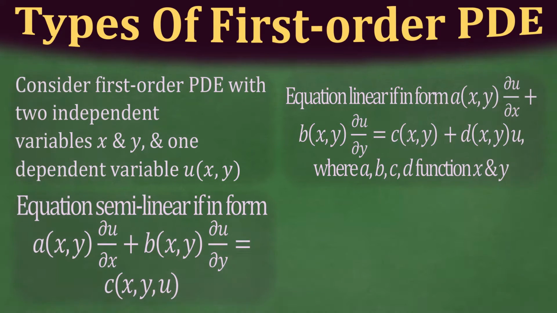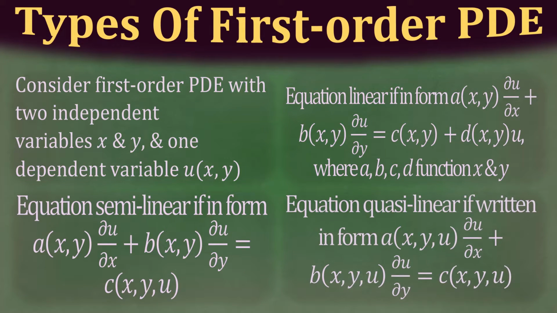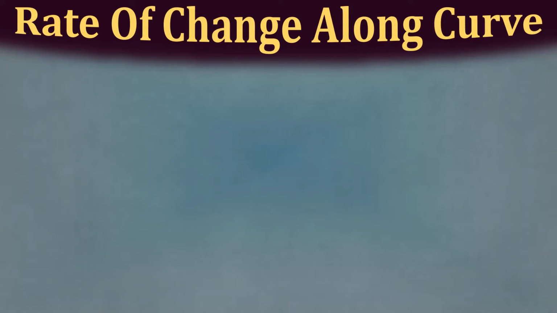The equation is said to be semi-linear if it can be written in the form a(x,y) times the partial derivative of u with respect to x plus b(x,y) times the partial derivative of u with respect to y is equal to c(x,y,u). Finally, the equation is said to be quasi-linear if it can be written in the form a(x,y,u) times the partial derivative of u with respect to x plus b(x,y,u) times the partial derivative of u with respect to y is equal to c(x,y,u).